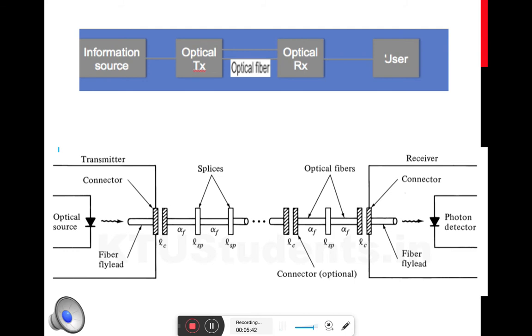Now we have to determine one of the primary important criteria, the length. Finding the link length is known as the power budget analysis. What are the different factors that we need to consider in the power budget analysis, we'll see in the next slide.